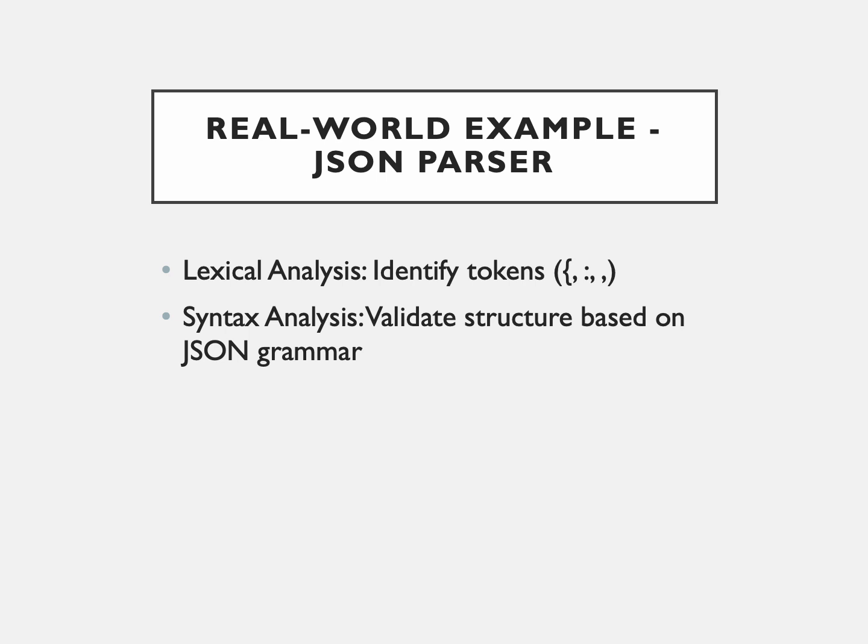Once tokens are identified, syntax analysis ensures the JSON structure adheres to the JSON grammar rules. Basically, JSON objects must start and end with curly braces, keys must be strings enclosed in double quotes, key value pairs must be separated by colons, and multiple pairs are separated by commas. I will add this example in Moodle, so you will have a better idea.